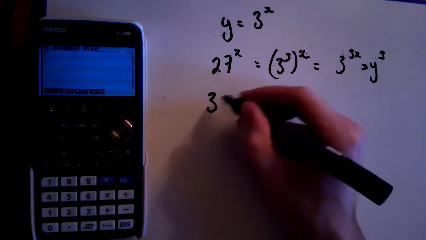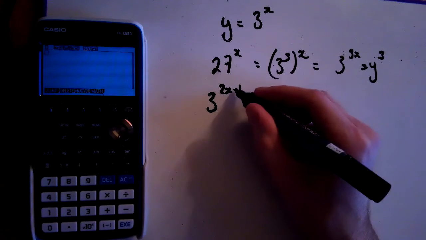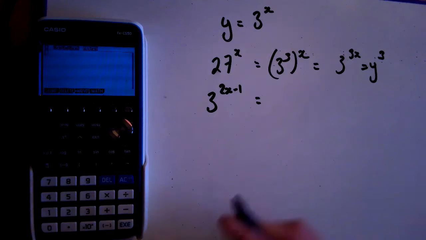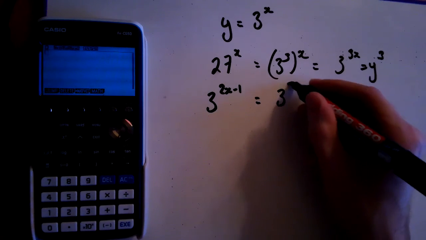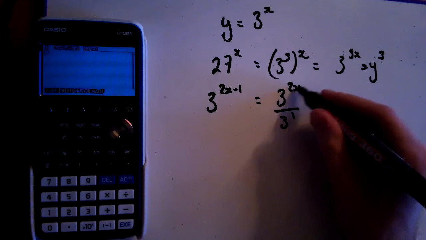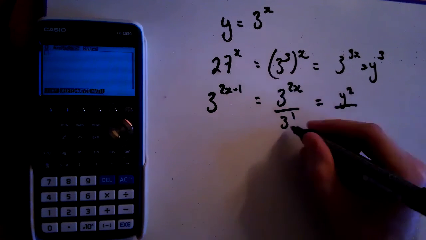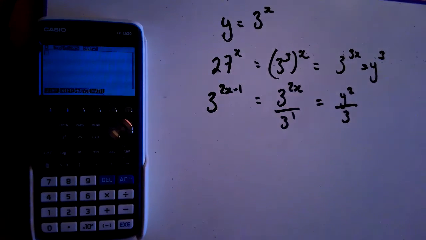Next one, 3 to the power 2x minus 1. Well, if there's a takeaway in the power, that means there was a divide. So it's 3 to the power 2x divided by 3 to the power 1. So it's 3 to the power 2x. Well, that's y squared. 3 to the power 1 is just 3.